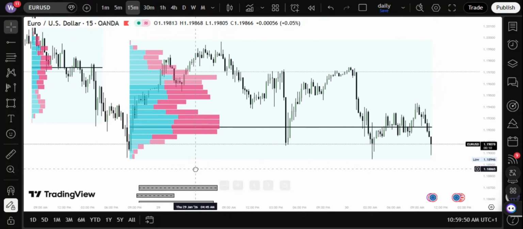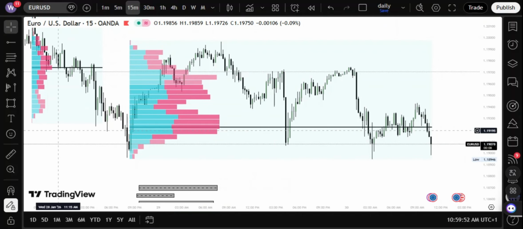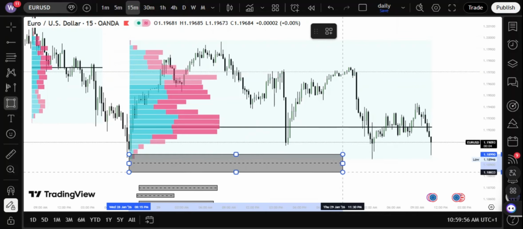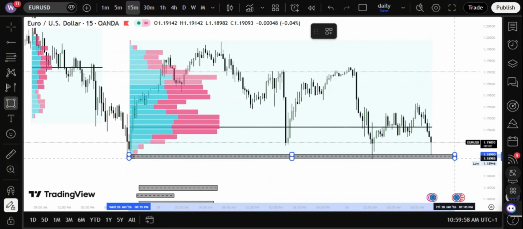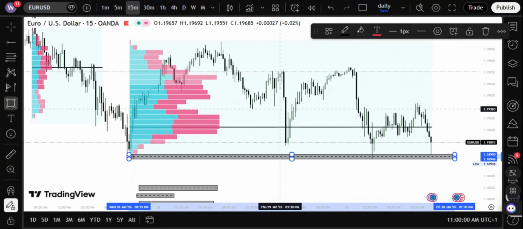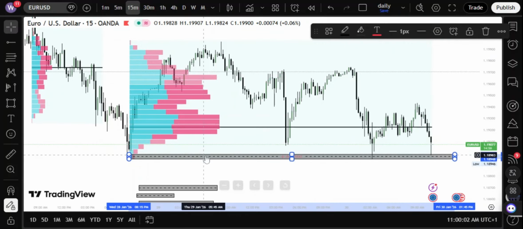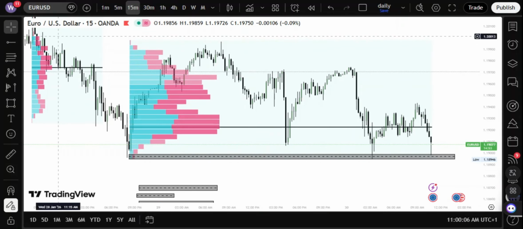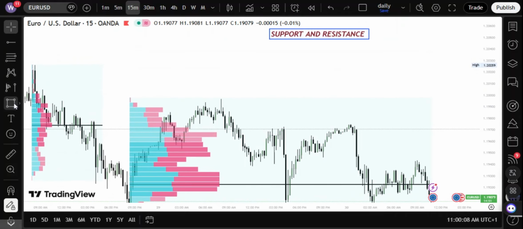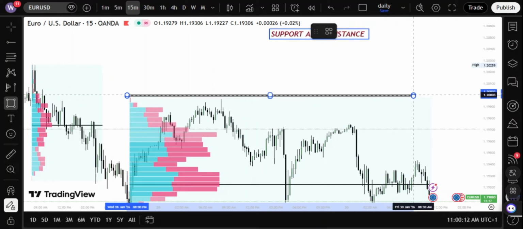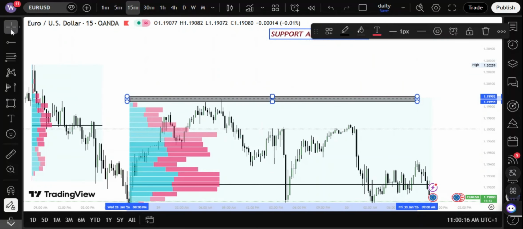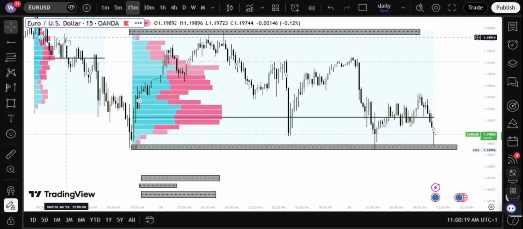So when you have low nodes like this, they are strong areas of support, right? Strong area of support. Can you see how price respects that area? Same thing to the upside. You guys see how price respects that area so strongly. You can see this area right here, the smallest node, serving as support and resistance area. So this is step one.